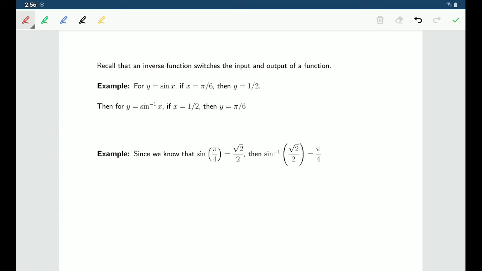Another way of thinking about it, or writing it rather, would be this example. And this makes the input-output exchange even clearer. For the function sine, if we put pi over 4 as the input, 45 degrees, we get root 2 over 2 as the output. And for sine inverse, it just switches the input and the output. So for sine inverse, instead of root 2 over 2 being the output, root 2 over 2 instead is the input for sine inverse. And instead of pi over 4 being the input, pi over 4 is the output.